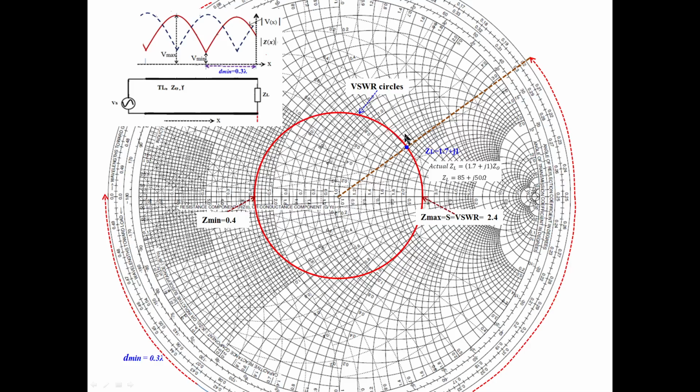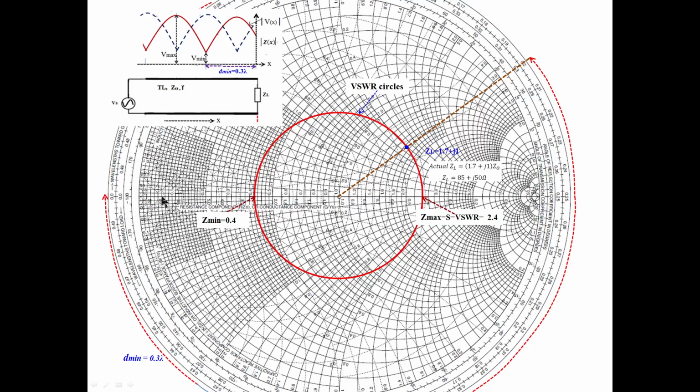From this VSWR circle, we can come to know where the maxima and minima impedance are and what those values are. Wherever the VSWR circle, whatever its value, cuts the right side here, there is Z maxima. Similarly, Z minima is here at this position. So that is the minimum impedance point. From here we should move towards the load. How much distance? 0.3 lambda. So this is the position where the impedance is minimum.